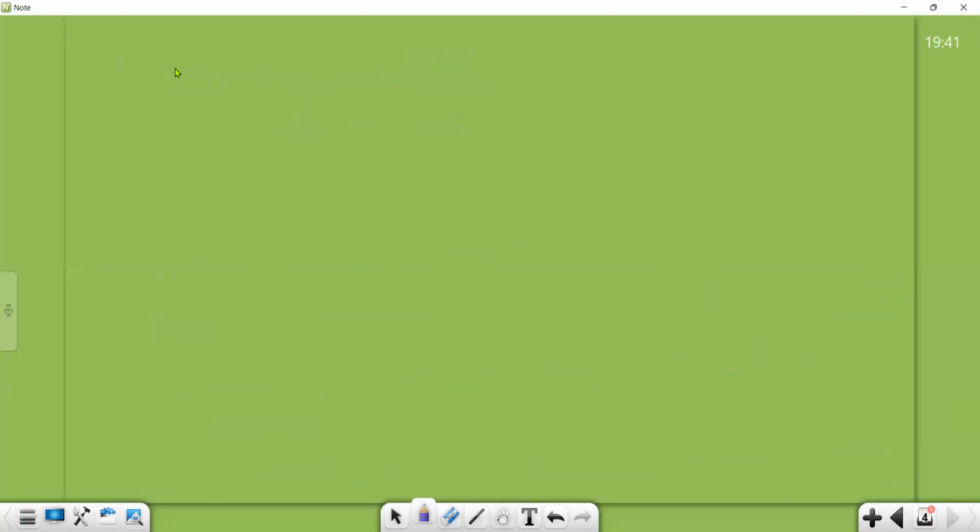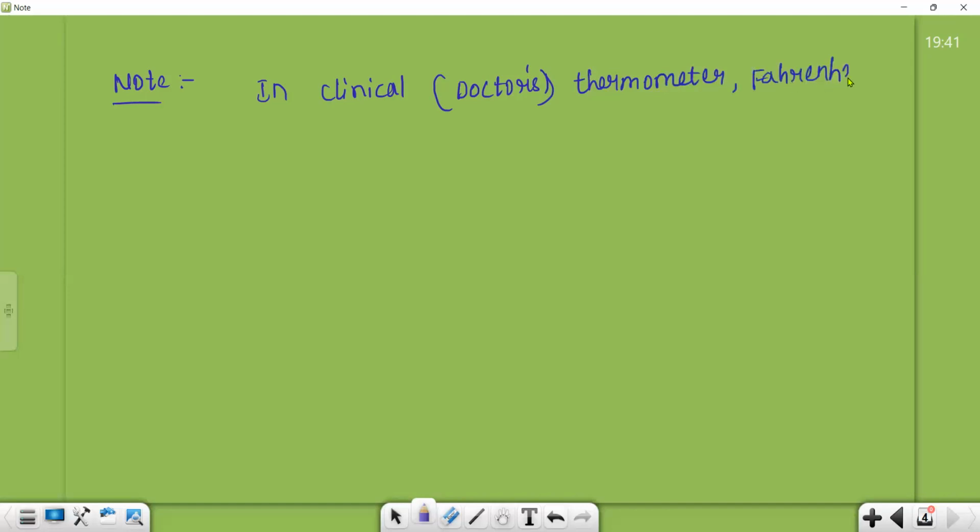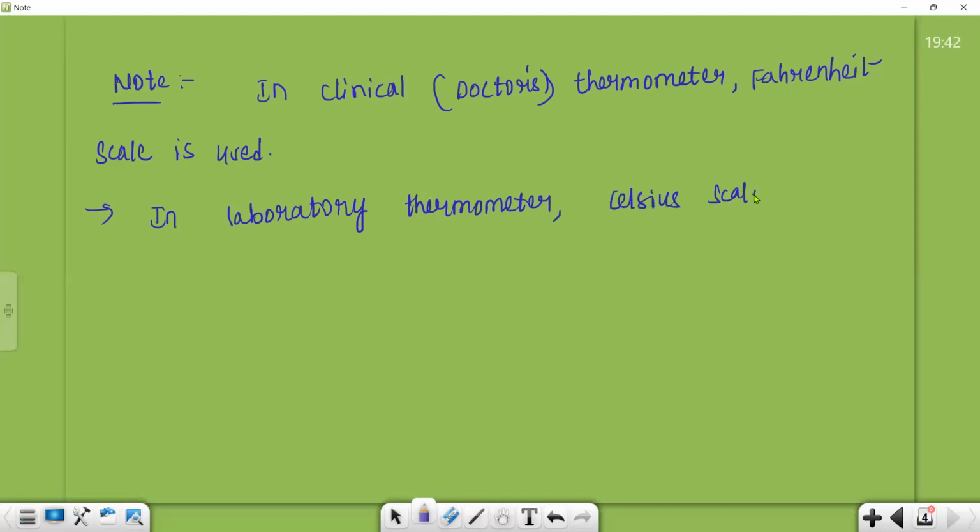One thing to note here is that in the clinical thermometer, that is the doctor's thermometer, the Fahrenheit scale is used. In the laboratory thermometer, the Celsius scale is used. In both cases, the SI unit of temperature is Kelvin. The clinical thermometer is also called the doctor's thermometer; the Fahrenheit scale is used. In the laboratory thermometer, the Celsius scale is used.